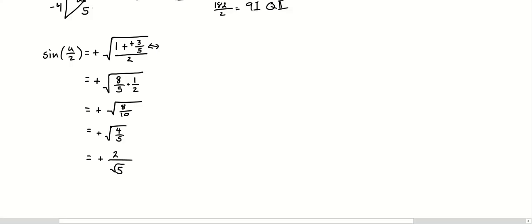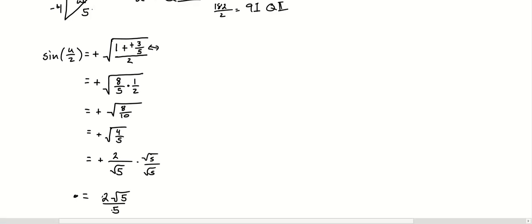I just did the square root of a fraction. It's a fraction of the square roots. And then one step away with rationalizing. If you don't rationalize, your answer is technically correct, but I will not give you full points. It looks like we get a singular value of 2 times the square root of 5 over 5. And we're done. There is the sine of u over 2 for this particular angle u.